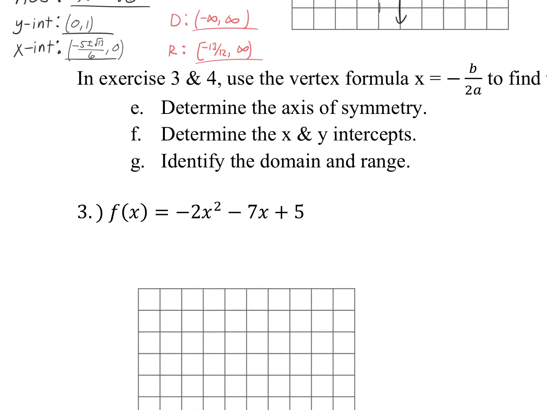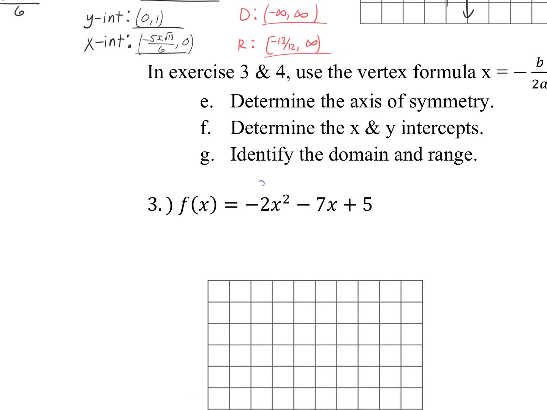Okay, so maybe something like 3. If it doesn't say to complete the square, you don't have to complete the square. Right, so if you don't have to complete the square, what was the other way that we found the vertex? Negative b over 2a, right?